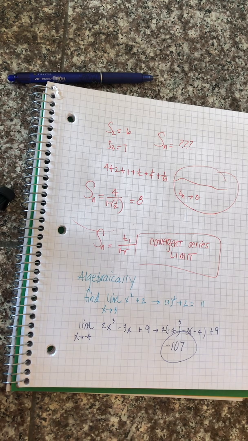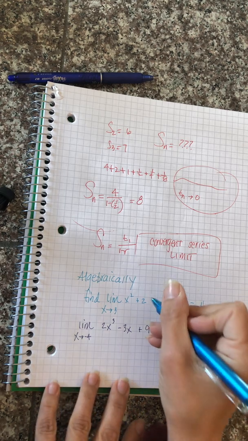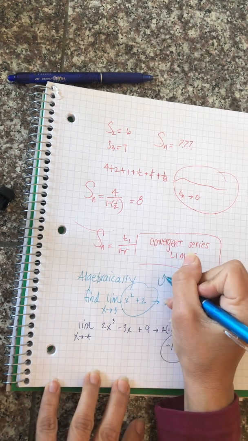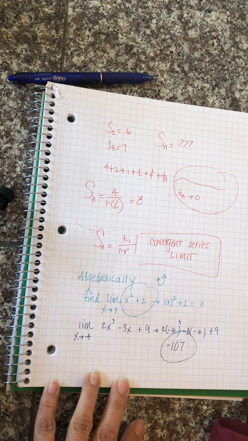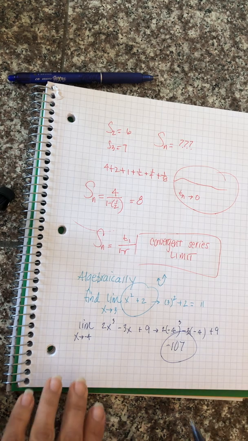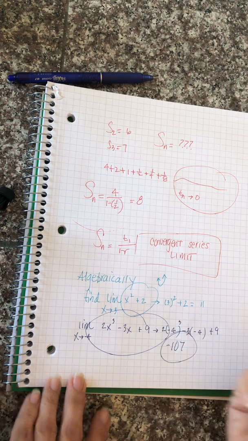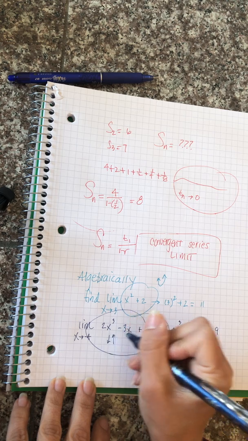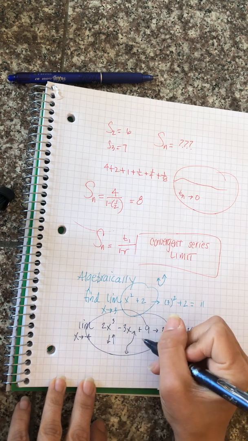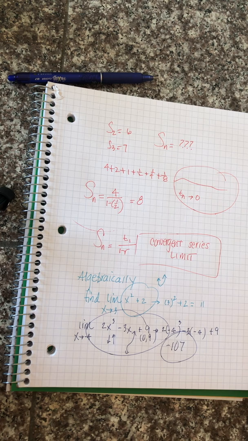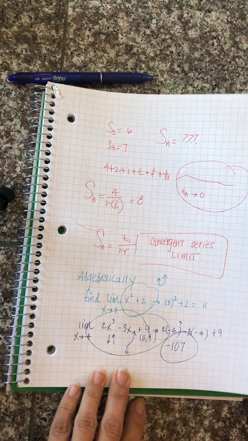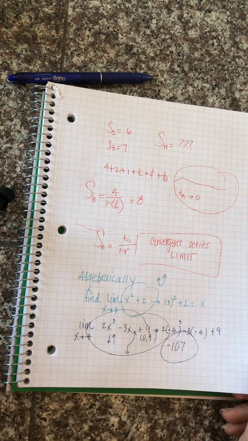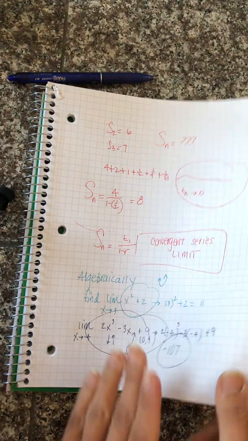Okay, before I go on, x squared plus 2 is a parabola. Vertex at the origin. 2x cubed minus 3x plus 9 is a cubic. It has down up end behavior. Y-intercept is 0, 9. Okay, so this is going to matter when we start to find a little bit more complicated limits. Having an idea what the graph looks like is going to be super helpful.